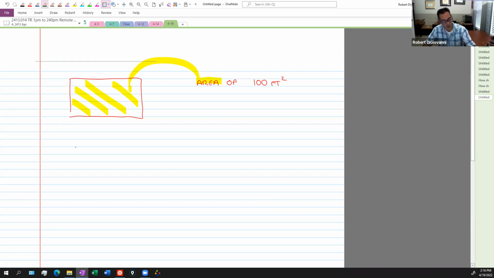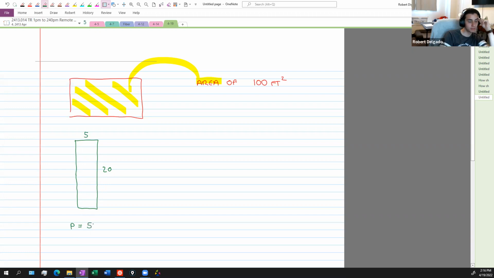So here's one option I could do. I could do 5 by 20, right? Would that have an area of 100? Yes? Everyone agrees? Okay, so what's the perimeter of this? How much fence would I need to build this? 20, 20, 5, and 5. So what's that? 50. I need 50 feet of fence to build that. That's one way I could do it, right?